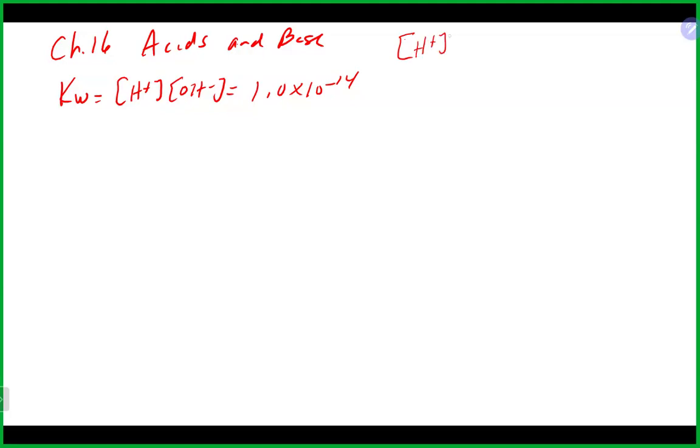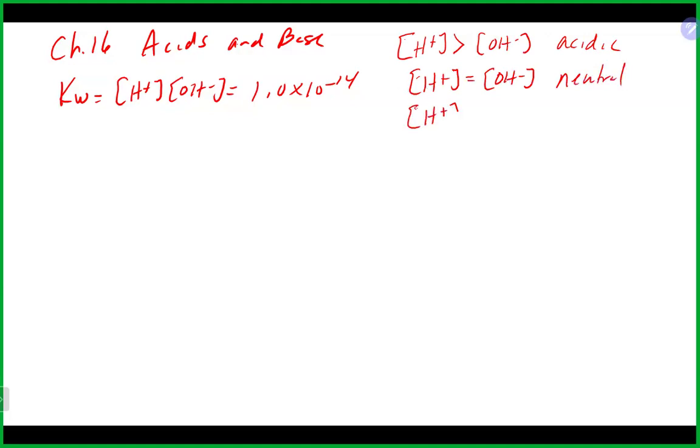If the H plus is greater than the OH minus concentration, which again means basically your acid part is greater than your base part, it will be acidic. If they do equal each other, they will both have the same concentration of 1 times 10 to the minus 7, and that would give you a neutral solution. If the H plus is less than the OH minus, or the OH minus is bigger, that means the basic part of the solution is greater than the acidic part, and it will give you a basic solution.